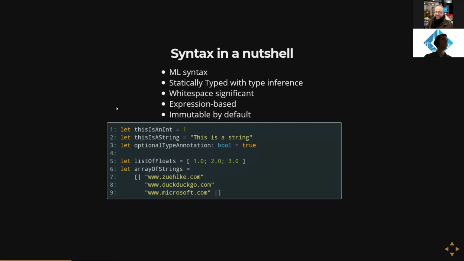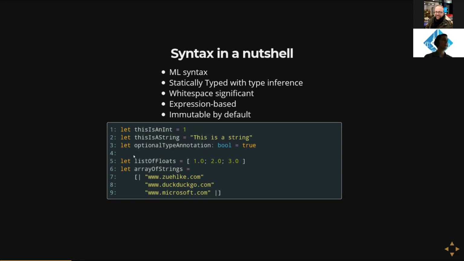So as you can see here, we're declaring an integer. So let would be the keyword for it. This is an int, it's just the name we're giving it, and then 1. So it automatically knows that this is an integer. Same here with a string. But you can always just add a type annotation if you want, just to make things more clear. So in this case, it's a Boolean.